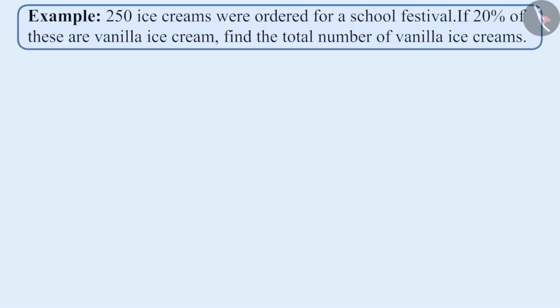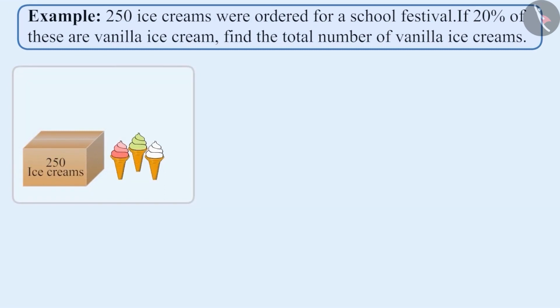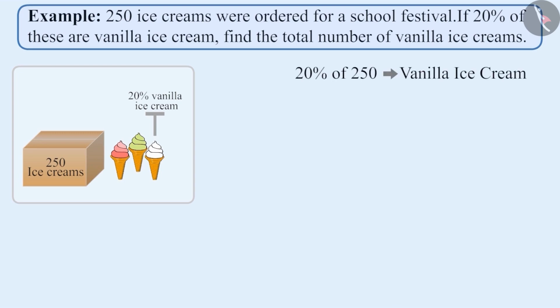Next example. 250 ice creams were ordered for a school festival. If 20% of these are vanilla ice cream, find the total number of vanilla ice creams. Here, out of 250, 20% are vanilla ice cream, that is 20% of 250. X percentage of a number y is equal to X percentage into y.